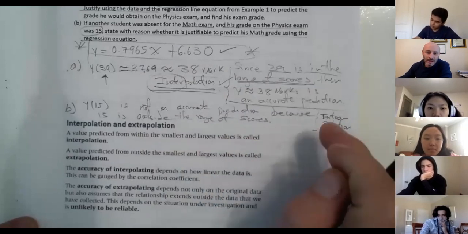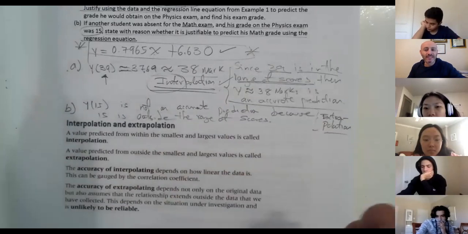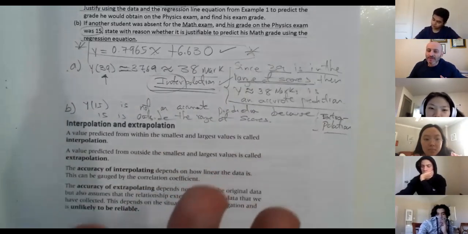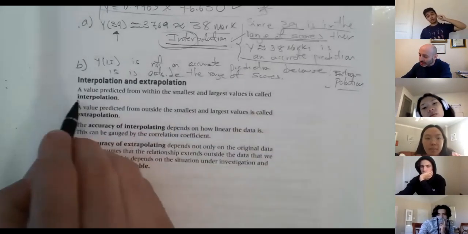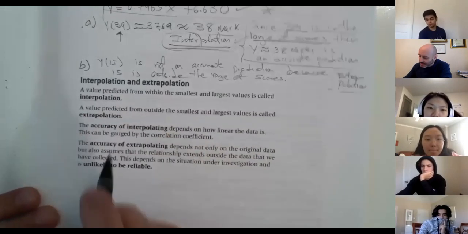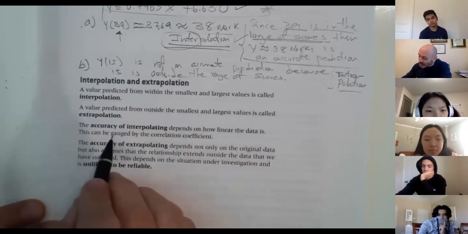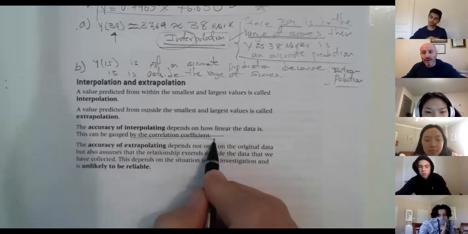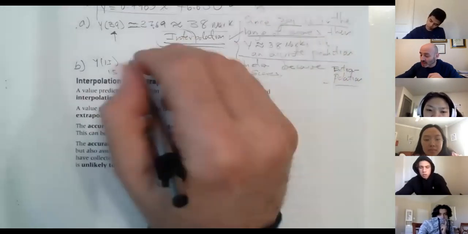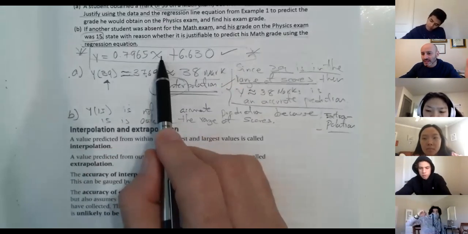All right. And I repeat, unless the problem tells you that outside the given values the behavior is the same, then an extrapolation will be fine. So here it says, a value predicted from within the smallest and largest value is called interpolation. That's what we did on part A. The accuracy of interpolation depends on how linear the data is. This can be gauged by the correlation coefficient. Obviously, if the correlation is weak, then whatever approximation value I use with this regression line is not going to be accurate, right? Because the regression is weak.